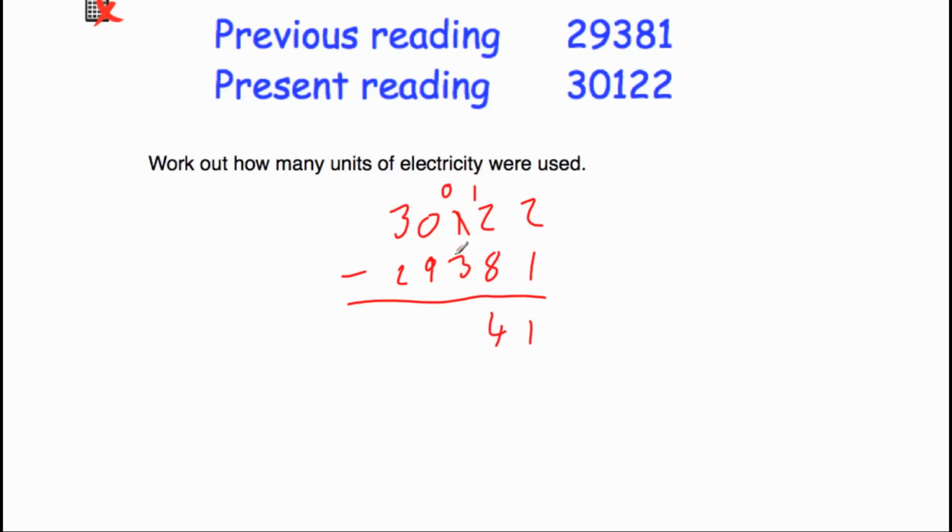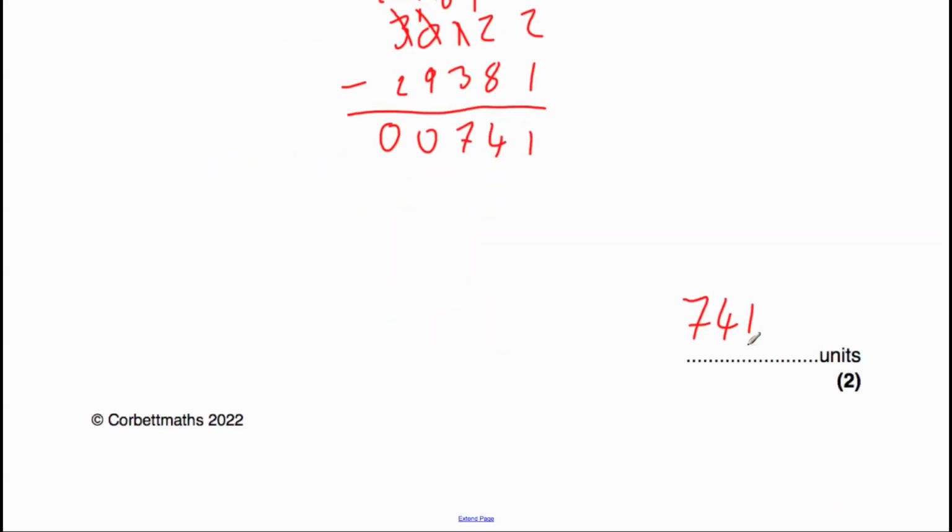0 take away 3 we can't do, so we need to borrow. There's nothing to borrow from, so we need to cross off the 3 and call that a 2. That's now 10. Cross that off, that's a 9, and now that's a 10. 10 take away 3 is equal to 7. 9 take away 9 is equal to 0, and 2 take away 2 is equal to 0. So the answer would be 741. So the answer is 741 units.